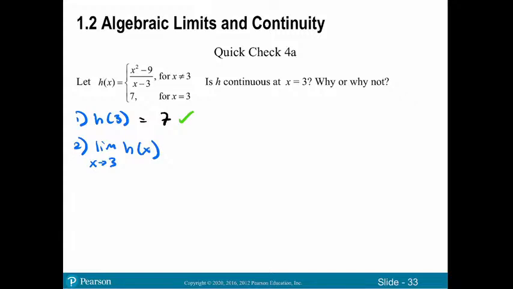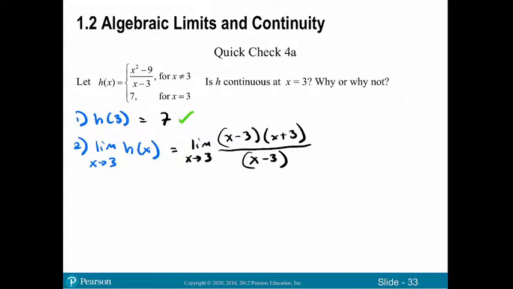This is equal to the limit as x approaches 3 of x minus 3 times x plus 3 over x minus 3. Now we can simplify. These cancel, and we get the limit as x approaches 3 of x plus 3. From there we can plug in and get 6. So we can say that the limit exists and is equal to 6. So that one checks out.